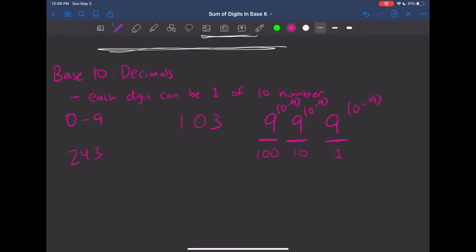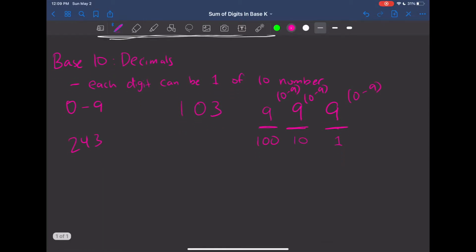If I want to go to the thousands place, I can't put a 10 at any of these placeholders, right? That's what I mean by each digit can only be one of 10 numbers, 0 to 9. So this is the first characteristic of a number being in base 10. And another thing is that, like we have here, every multiple to the left of the ones place is multiplied by 10, or basically by the base that we're in.